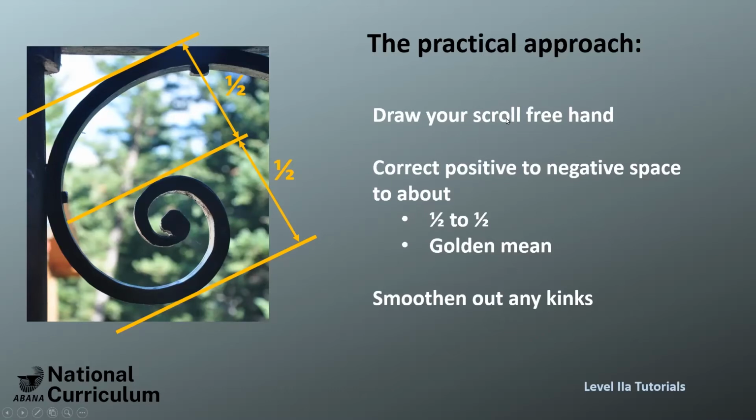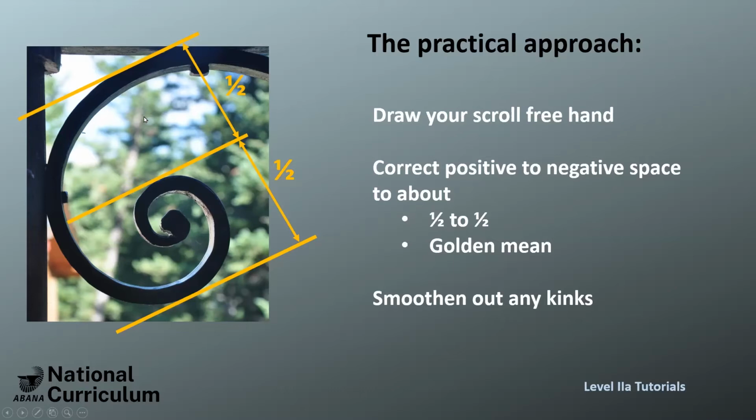You draw your scroll freehand, and I'm pretty sure that our level 2 grill has been drawn freehand at some point by somebody. When you've drawn it, put a couple lines on it, like I did here, and see what the ratio between these two numbers is. What I have on this scroll that I once did is about 1/2 to 1/2. And I call this the positive space, and this the negative space.